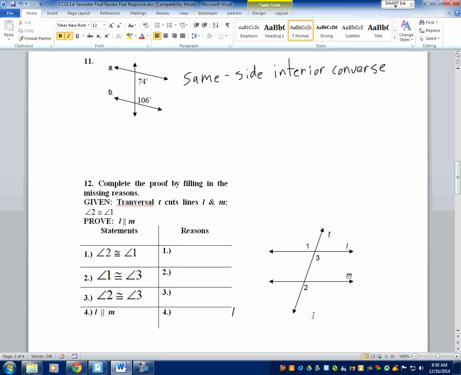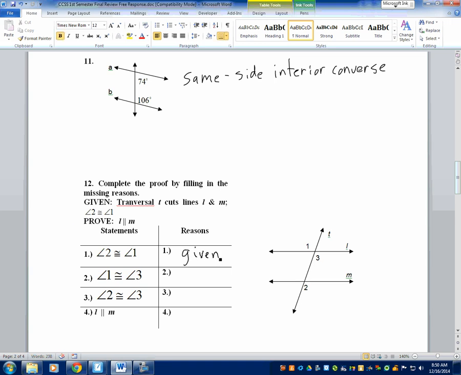So when you see a statement here that says L is parallel to M, you should be using a converse theorem in the end. In other words, if alternate interior angles are congruent, then the lines are parallel is what we're looking for here. So 2 is congruent to 1. That looks like it's given.